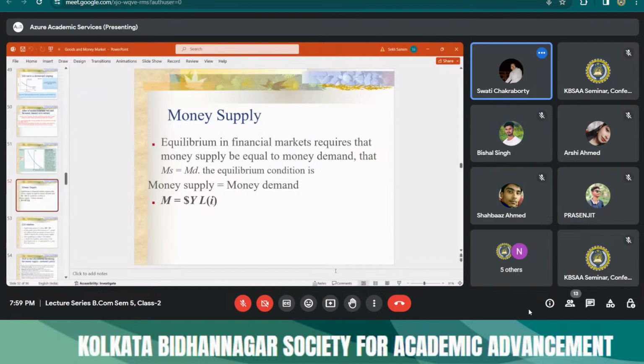Now the LM curve that we have comes from the equilibrium condition of the money market. L is the liquidity preference, as we see here, coming from the money demand side, and M is the supply, that is, the supply of money. So LM, that's how we come across it.